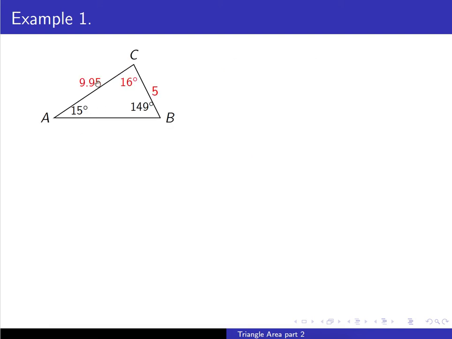All right, so now we have B is 9.95, A is 5, and angle C is 16 degrees. Here we have side, angle, side, two side measures and the angle measure between them. So now we can apply our formula, 1/2 times 9.95 times 5 times the sine of 16 degrees. It's going to give us about 6.86 square units.